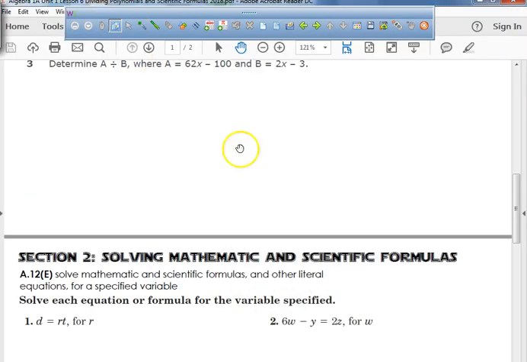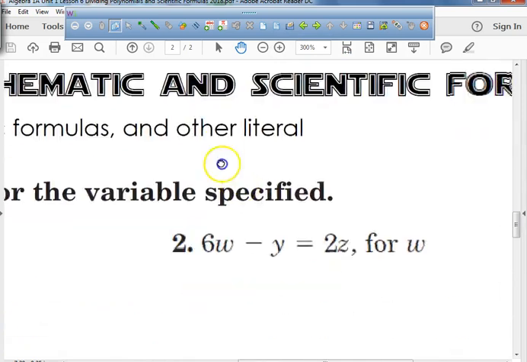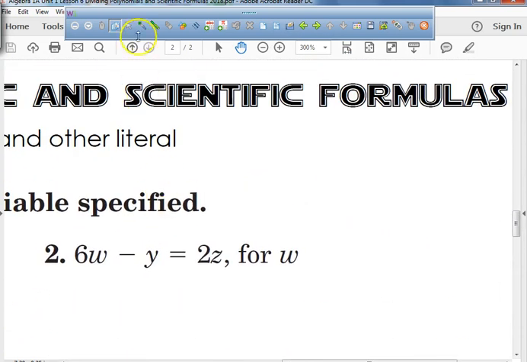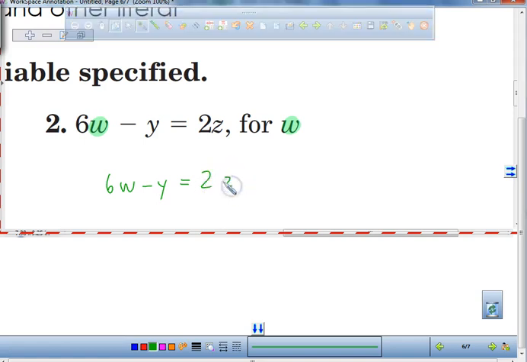Now we're going to go on to problem number 2. Zoom in on it. Right here. And what does problem number 2 ask you to solve for? W. So I'm going to highlight the W, everybody, because that's what we're solving. Here we go. We're going to rewrite it. 6W minus Y equals 2 times Z. Now I will always put a little slash in my Z so you know it's a Z and not a 2. Here's my equal sign.